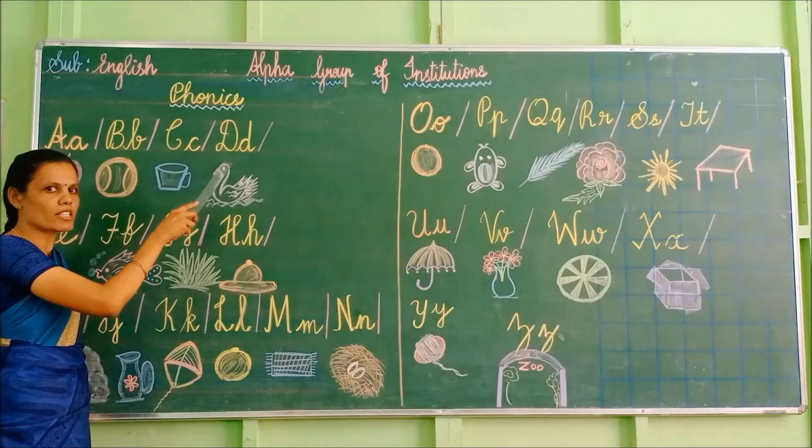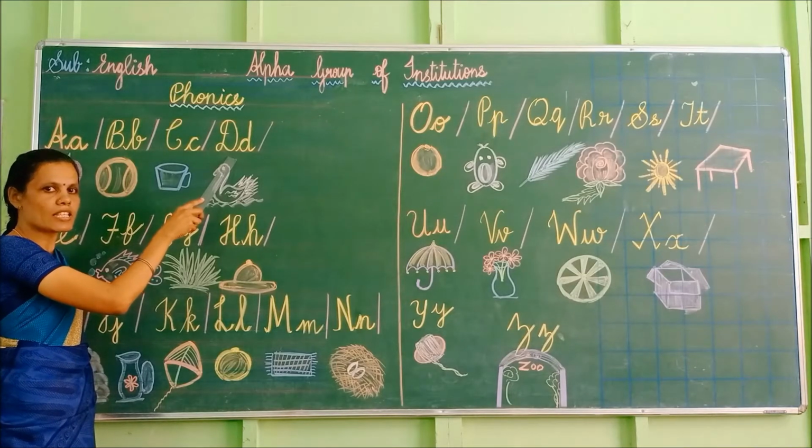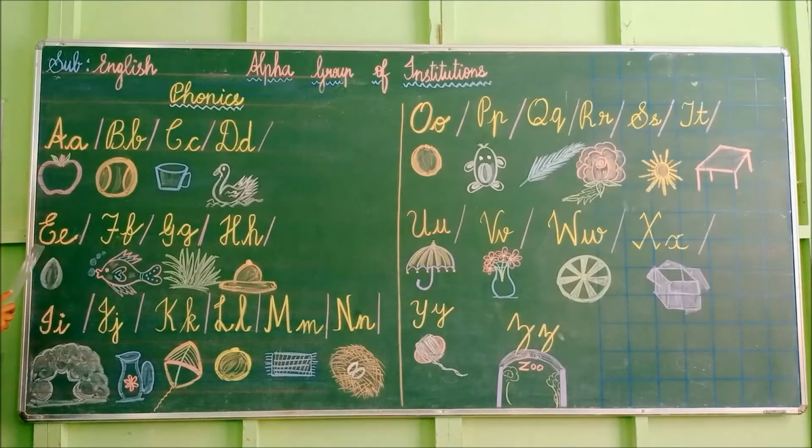Now what letter is this? D. D sounds D. Duck. Next one. What letter is this? E. E sounds egg. Next one. F. What letter is this? F. F sounds F. Fish.